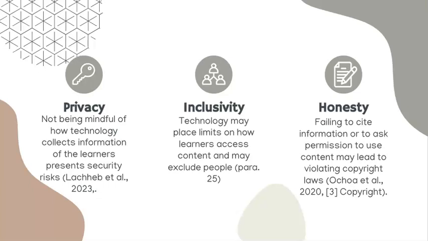Three categories that fall under ethical considerations have common violations that directly impact learners. Three of these categories fall under privacy, inclusivity, and honesty. When it comes to privacy, not being mindful of how technology collects information of the learners presents security risks. Inclusivity. Technology may place limits on how learners access content and may exclude people. Honesty. Failing to cite information or to ask permission to use content may lead to violating copyright laws.